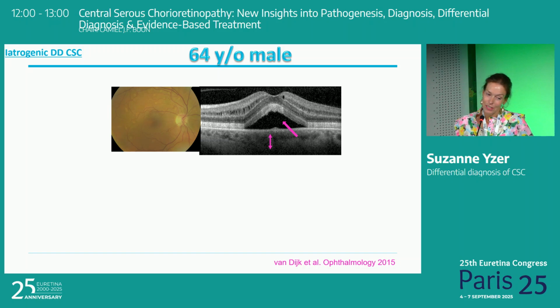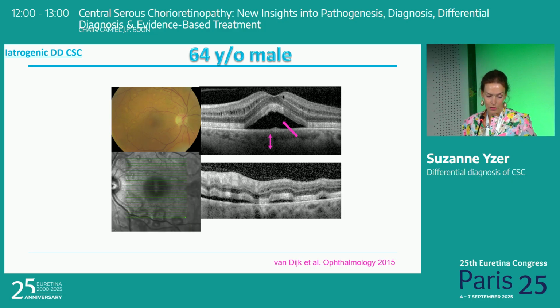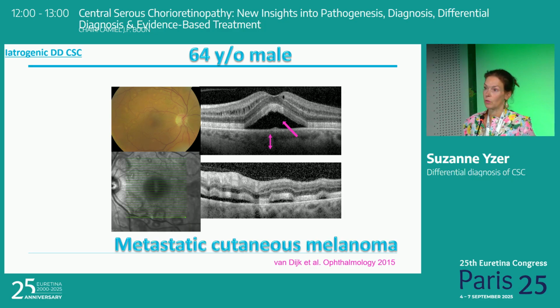This is a 64-year-old male. It's actually a patient from a study published by Elon. He was treated because of metastatic cutaneous melanoma, and he was treated with MEK inhibitors. And this is something that may resolve even upon continuation with the treatment.